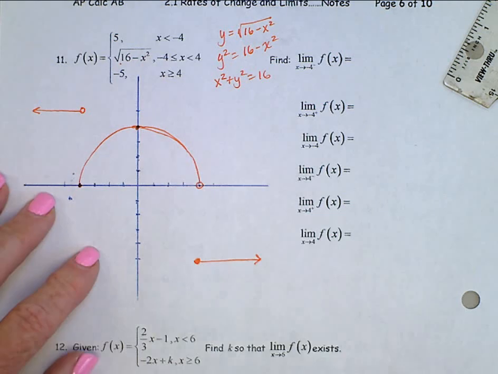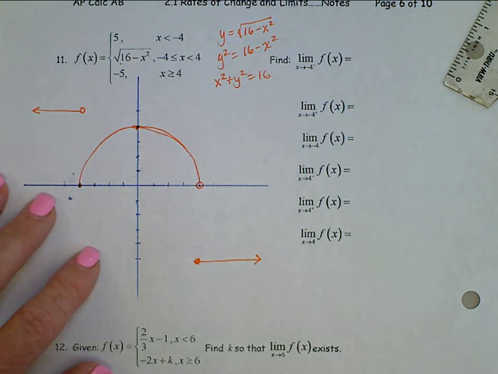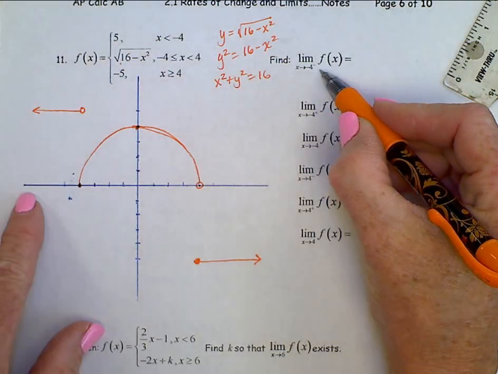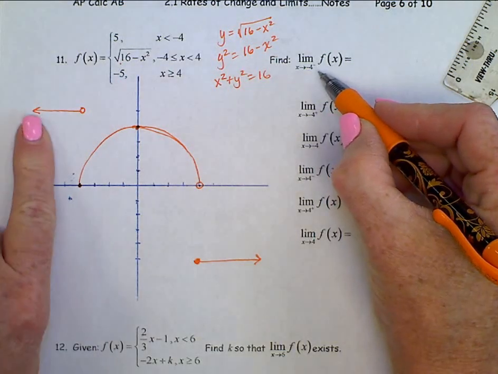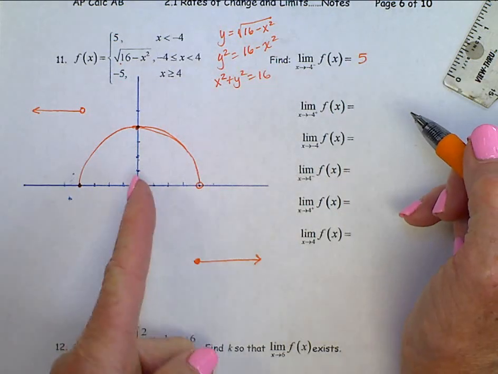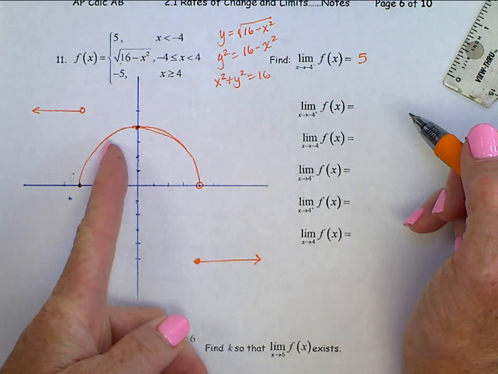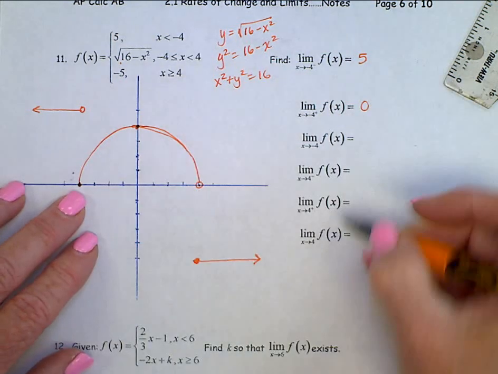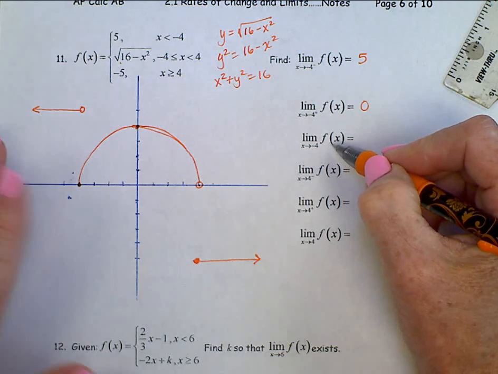Okay. Now we can go ahead and find these limits. As x approaches -4 from the left, those y values are staying at 5. Approaching -4 from the right-hand side, those y values are coming down towards 0. So the limit as x approaches -4 does not exist.